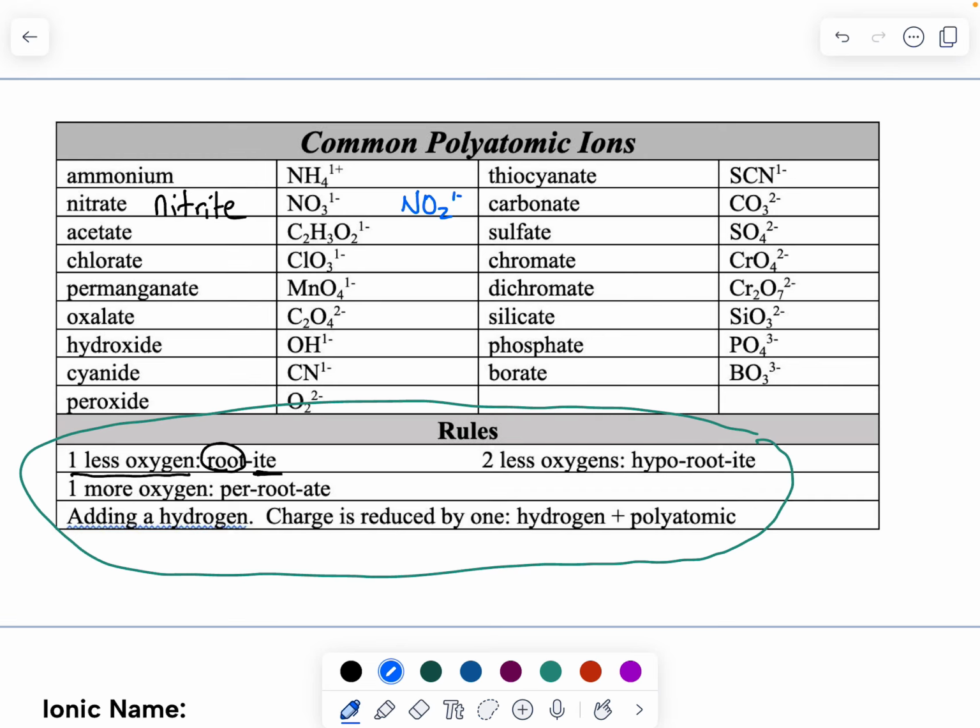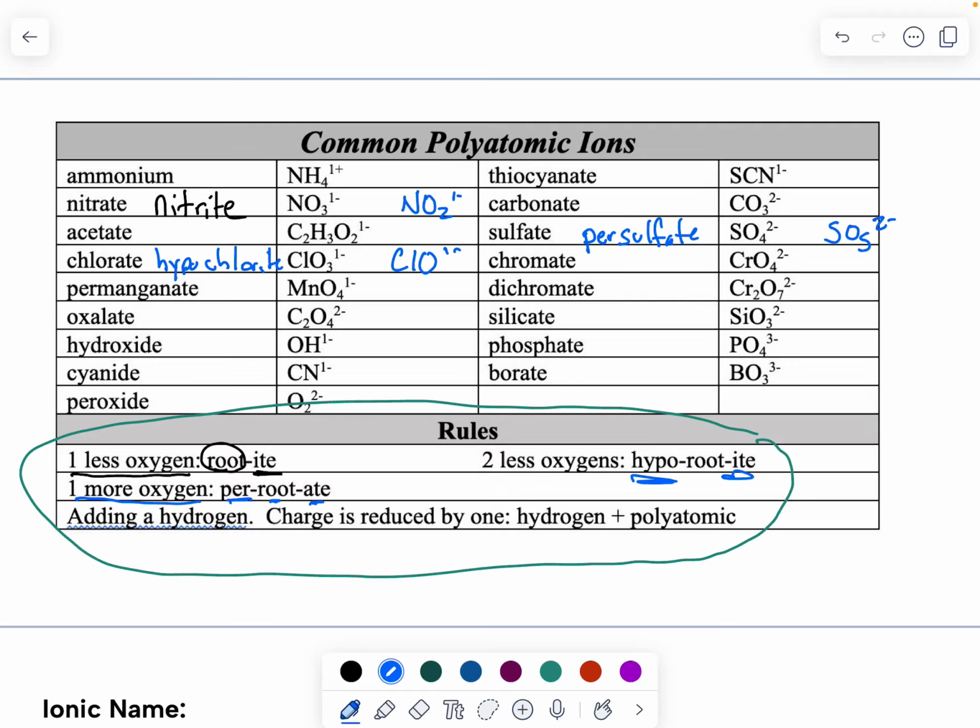If I was given something like persulfate, per means one more oxygen. So persulfate would be SO5, still with a 2 minus charge. If I have a hypo, so let's say I have hypochlorite, hypochlorite is 2 fewer oxygens. So the 3 oxygens goes down to 1, same charge.